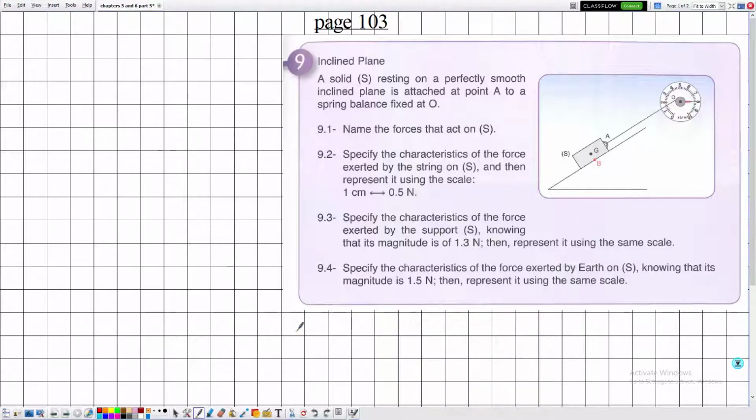Okay, hello everyone, in a new video. So we have reached part 5 of chapters 5 and 6 for grade 8 students. Now in this one we are going to solve this exercise, exercise number 9, page 103.